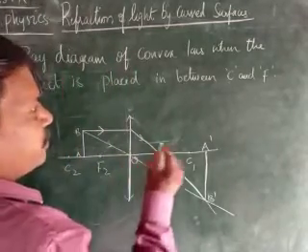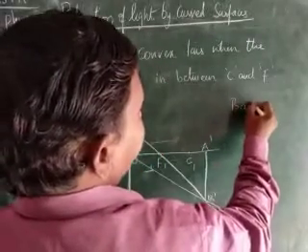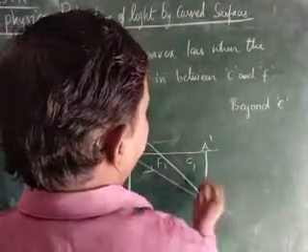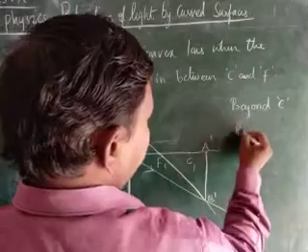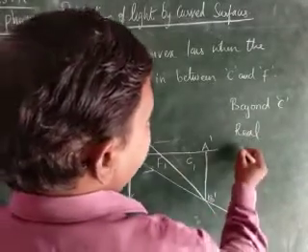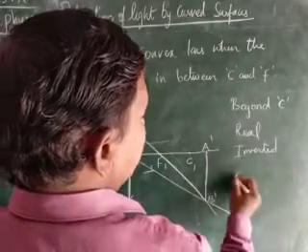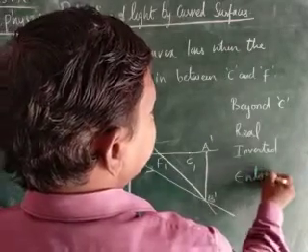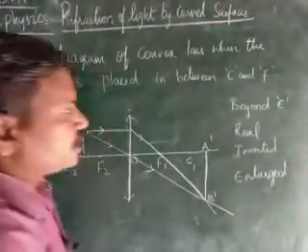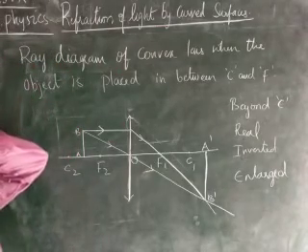Children, okay, here the image is formed beyond C. Image is formed beyond C. It is real. Why real? Because actually the light rays are meeting. Real, inverted and enlarged. Okay children, here real, inverted, enlarged, children.